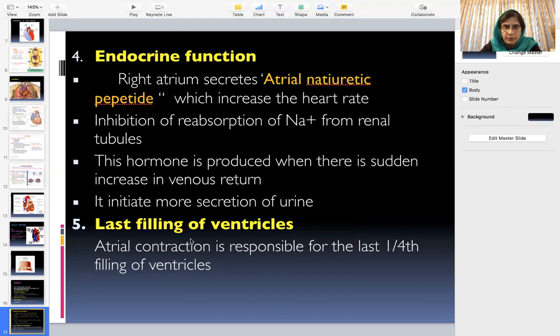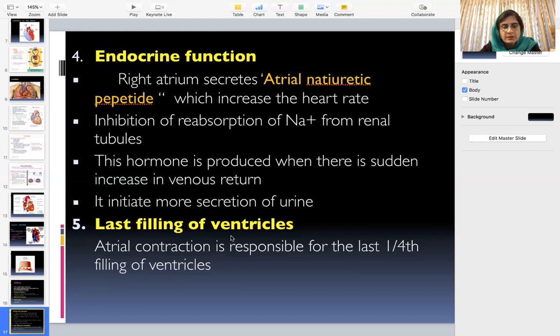It causes inhibition of reabsorption of sodium from the renal tubule. The hormone is produced when there is a sudden increase in venous return, and it initiates more secretion of urine. So this is one of the most important functions of the right atrium.